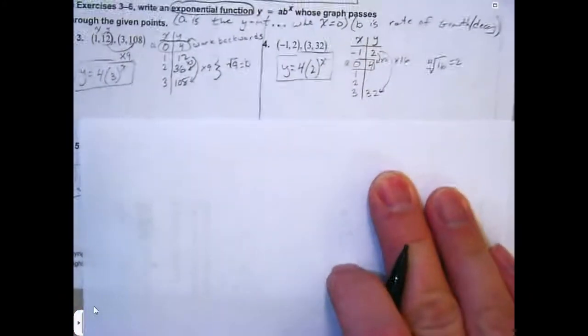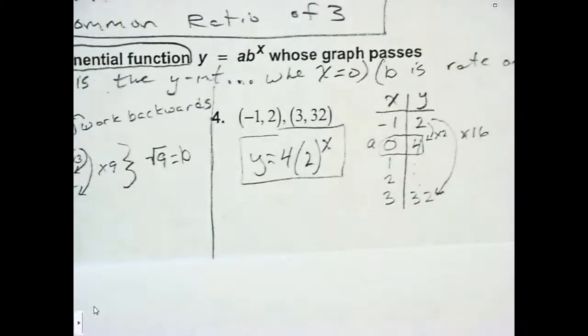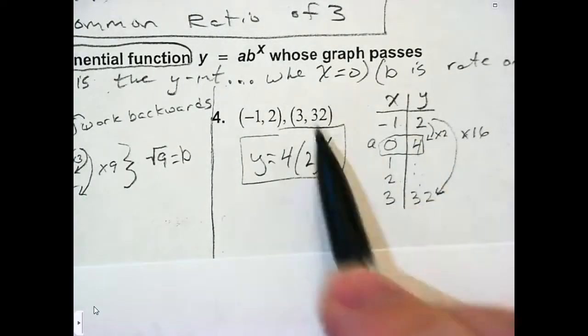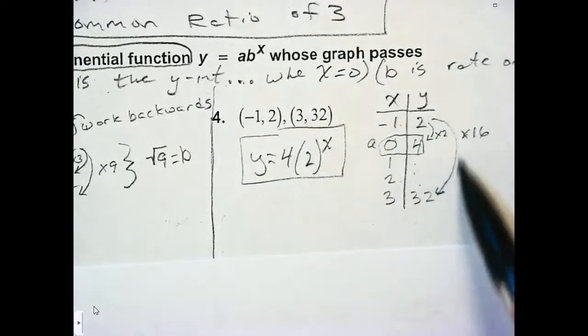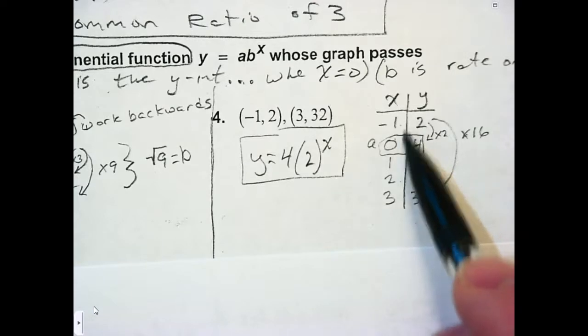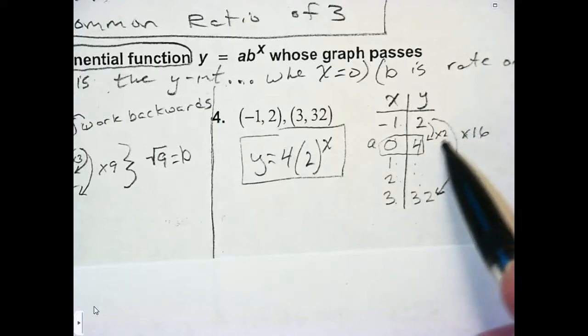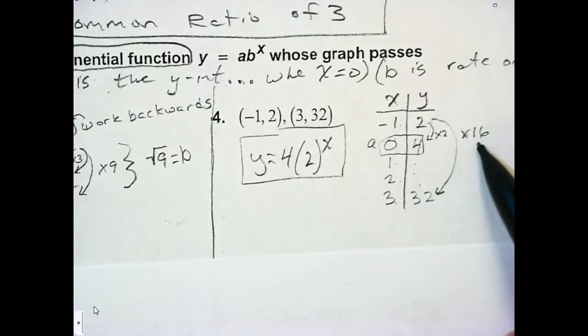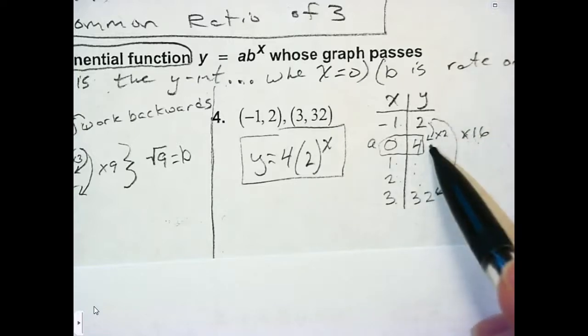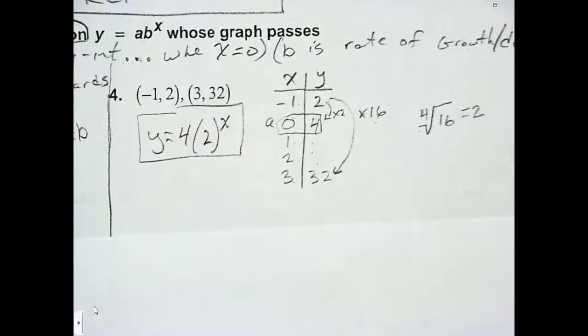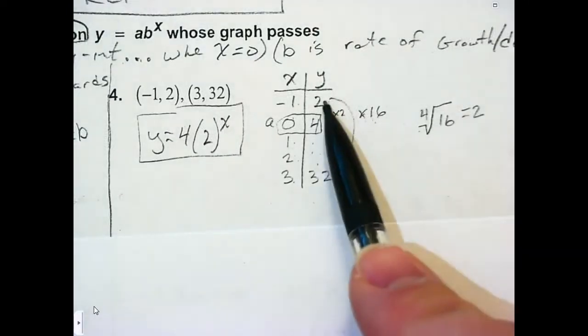Okay, here we go. On this one, there's my table. Please note that they gave us -1, 2, 3, and 32. You're going times 16, and there are 4 steps from there. So to find what I'm multiplying here, I need to take the 4th root of 16 to figure out what one of those steps would be. The 4th root of 16 happens to be 2. Therefore, I'm multiplying by 2.